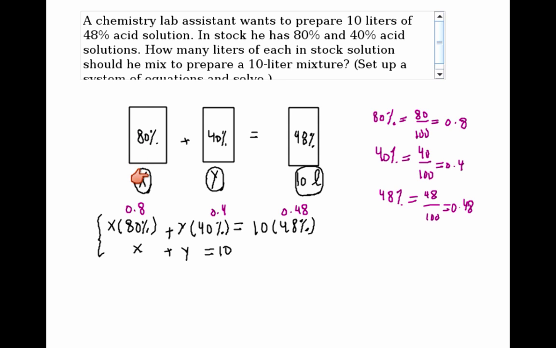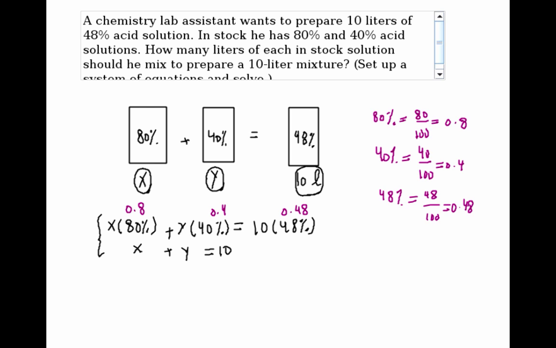The other equation would be the amount I'm using times the strength, so x times 80% plus y times 40% is equal to 10 times 48%. Now I can change 80% to 0.8, 40% to 0.4, and 48% to 0.48. I can actually multiply this by 100 to eliminate the decimal if I wanted to. Basically, we have to solve two equations and two unknowns.